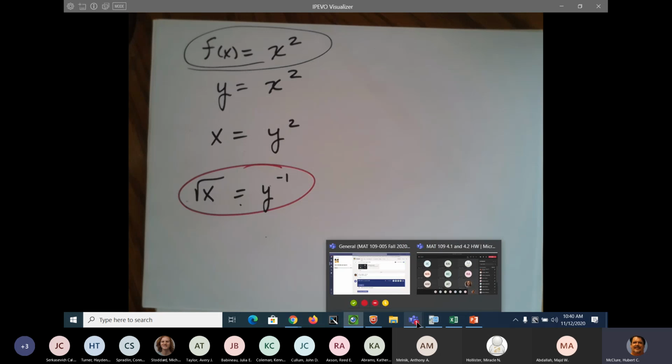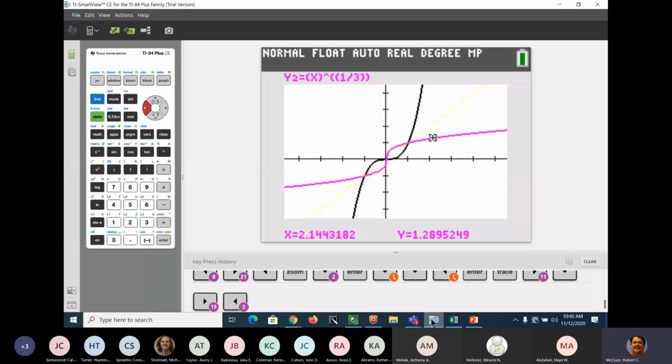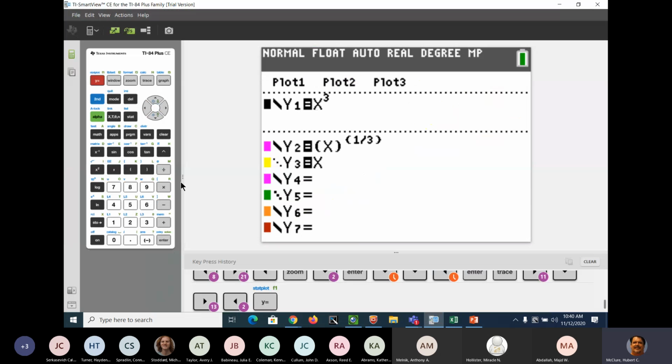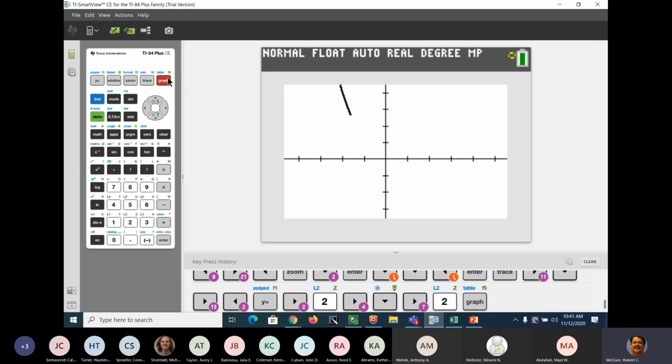So with that being said, let's go to the handy dandy calculator. And y is equal to x squared, and this is going to be equal to 1/2. And I'm going to blow that little section up right there.